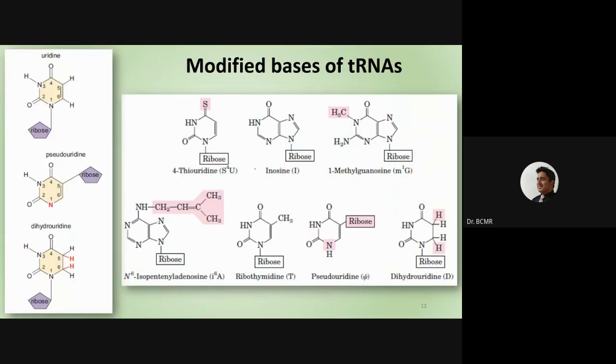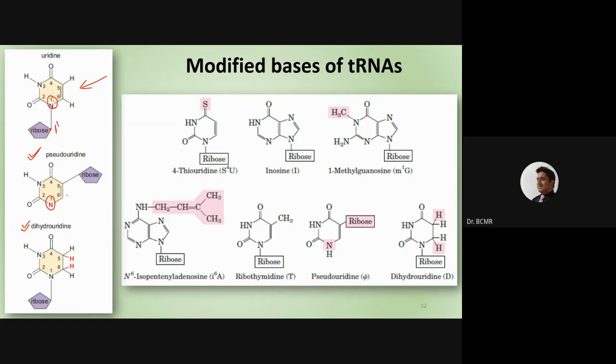For the modified bases, I wanted you to at least be able to remember what pseudouridine and dihydrouridine are. For that, you should know uridine, right? It's a pyrimidine with ribose attached to the first carbon. If you're counting the position of uridine, you will say this N1, position number 1, and on the ribose, you will call it 1'.